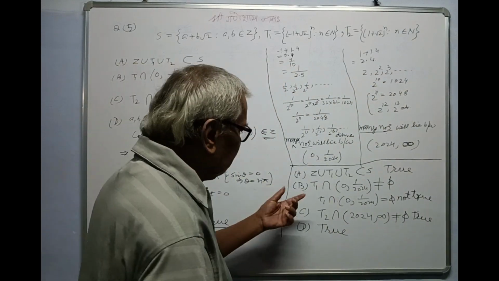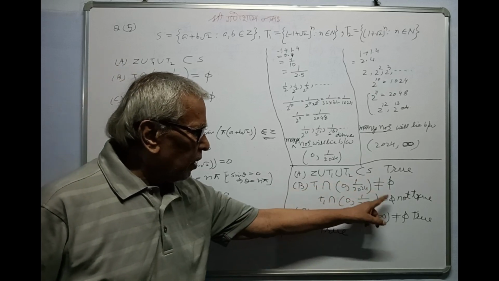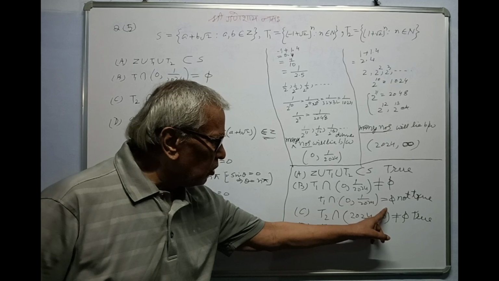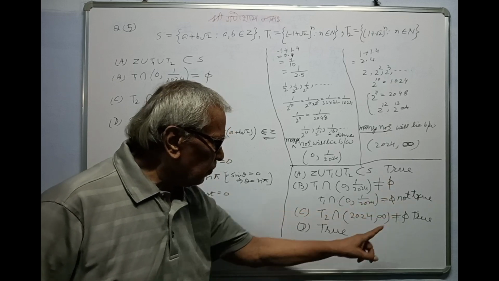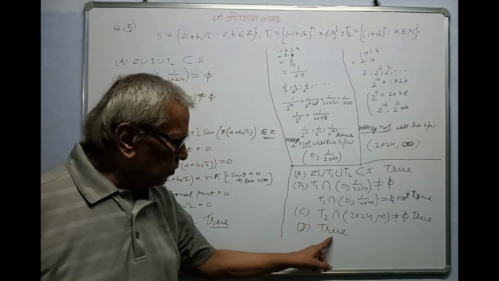So let us conclude. Z union T1 union T2 is a subset of S is true. The one with T1 intersection is not true. T2 intersection (2024, infinity) not equal to empty set is true, and the last one, D, is true.